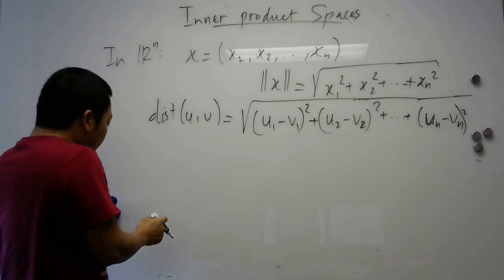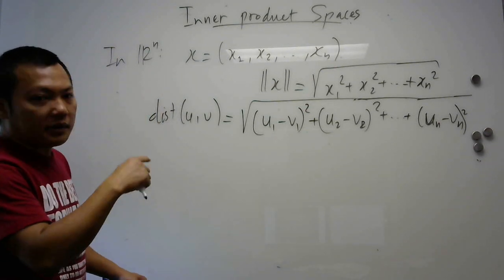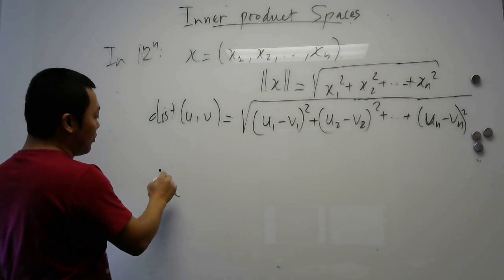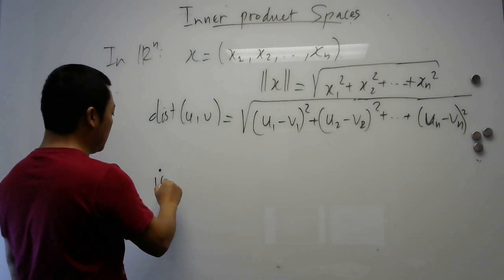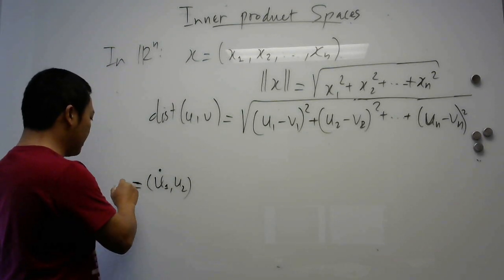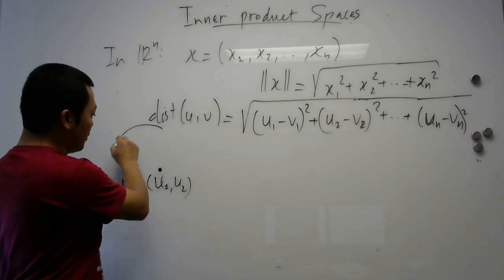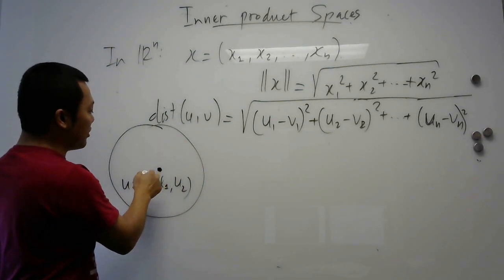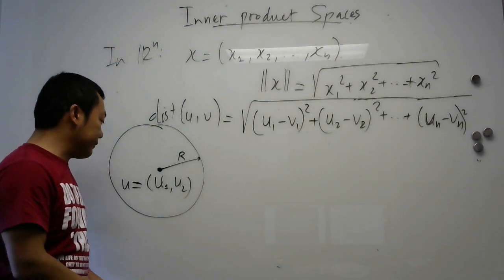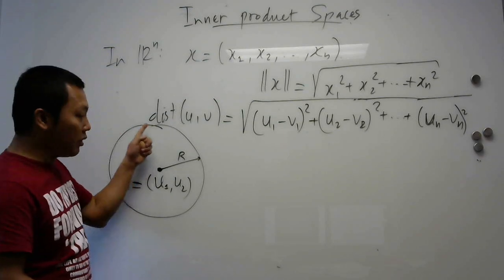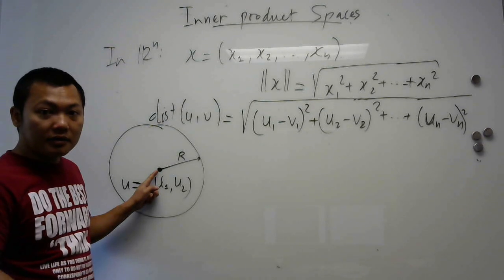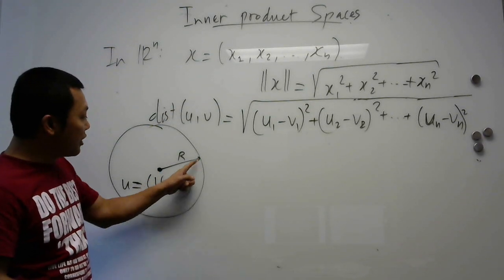But now we want to write the equation of a circle centered at some point. Suppose this is u1, u2. Just consider R2, the two-dimensional case. I want to find the equation of the circle centered at this point with radius equal to some number r. What does it mean? That means I have to describe all points in the plane for which the distance to u is constant. The distance from each of them to u is constant.